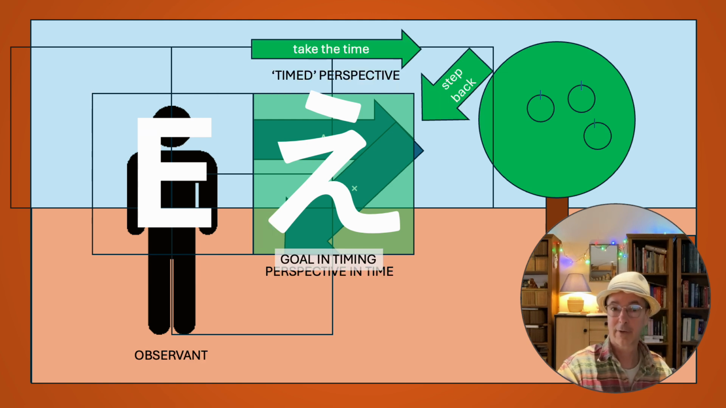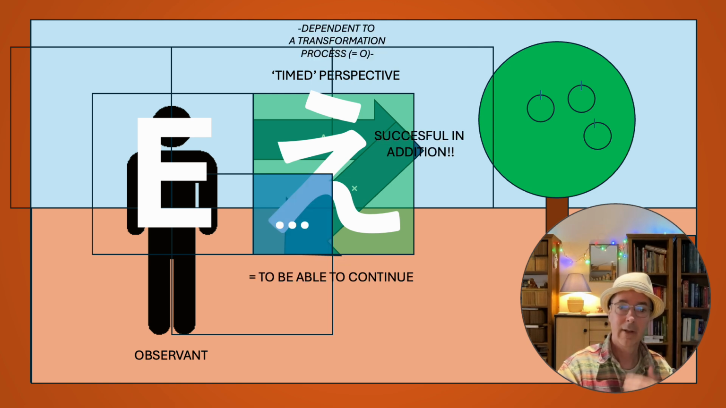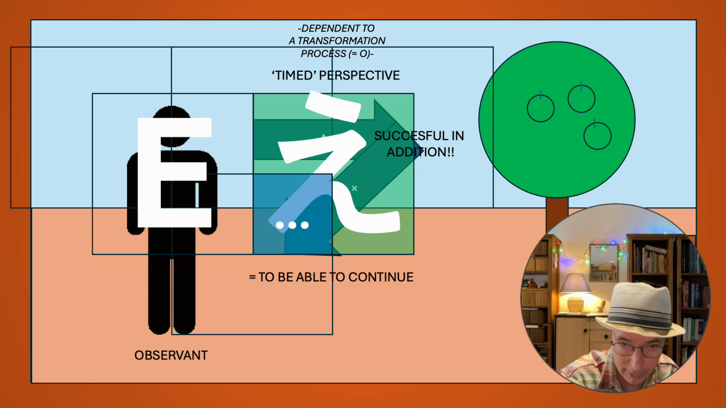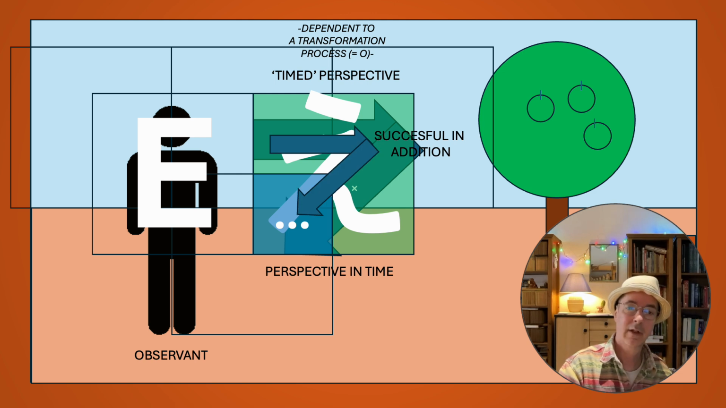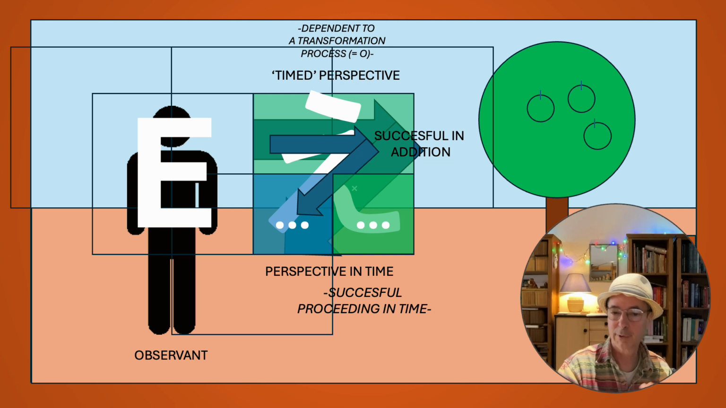So for the Japanese script, it is taking time, taking a step back, and then you come to the position, the partial position of what you need to change. So it's a consciousness about, okay, there is something that we need to change. We don't know it yet, but it has to have a transformation process first. Once the transformation is done, we will be able to continue and derive something new from it. So after a successful addition, we will come to a successful proceeding in time.